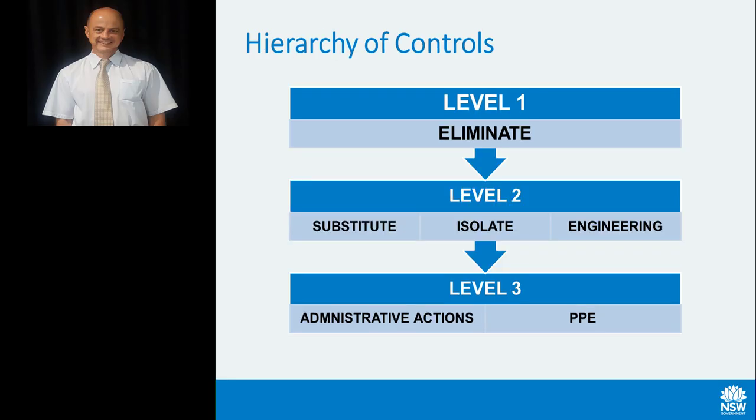Once you've implemented the higher level controls as much as you reasonably can, then you go to the Level 3 controls. The important thing to understand about administrative actions and personal protective equipment is that they're the least effective controls, and they should only be used to support the higher level controls you've implemented. They also rely on worker behaviour, which is going to require a lot of supervision.